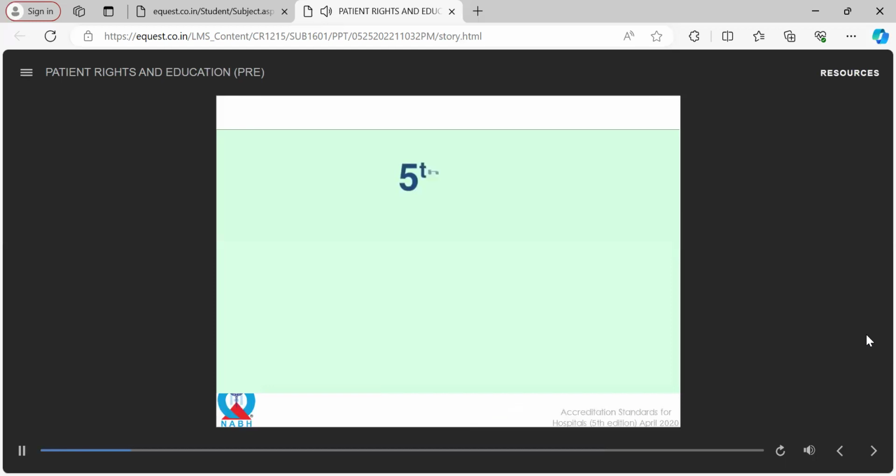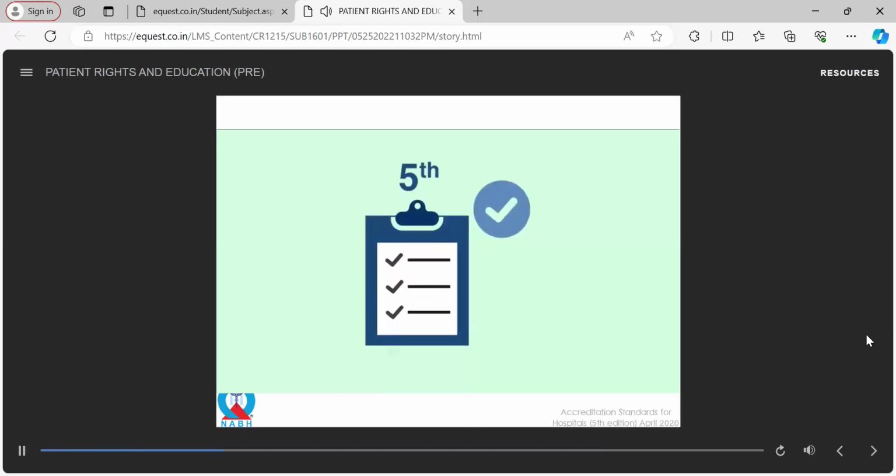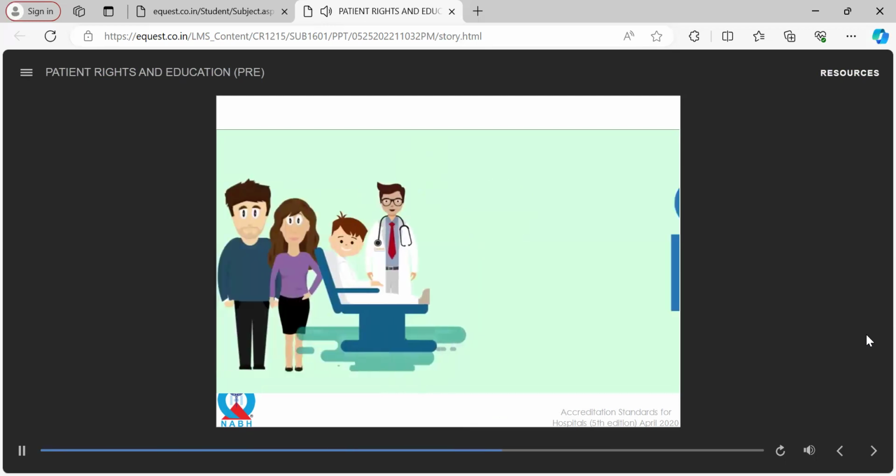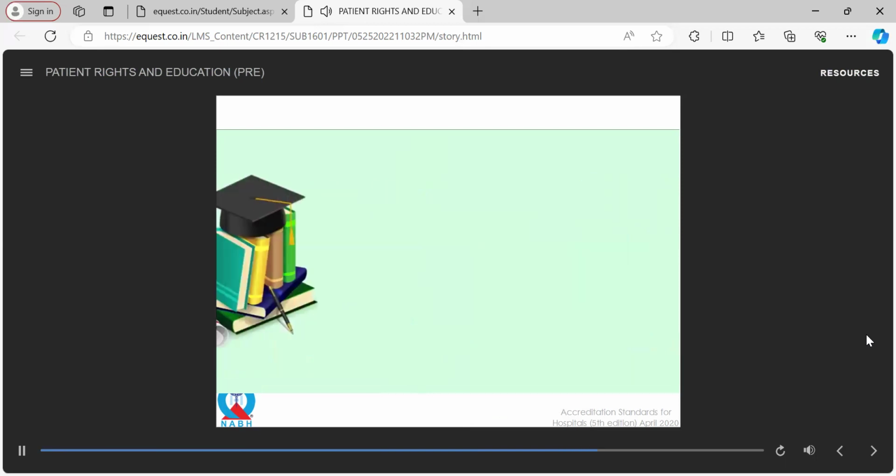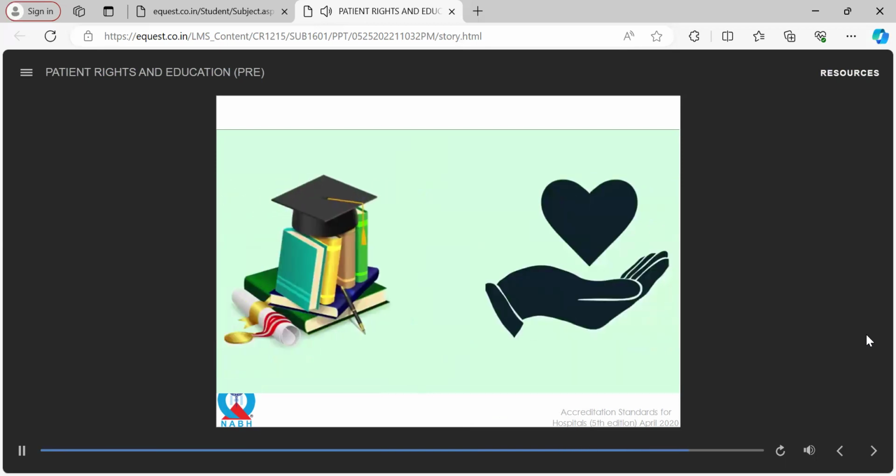Let's move towards the fifth standard, that is PRE.5. As per the standard PRE.5, patient and families have a right to information and education about their healthcare needs.